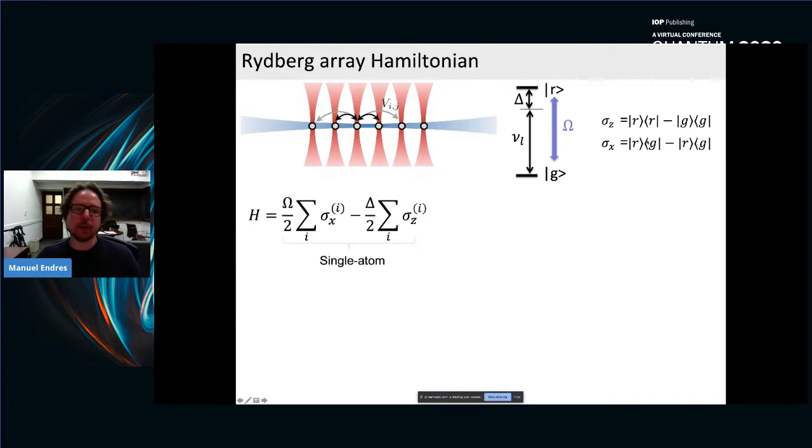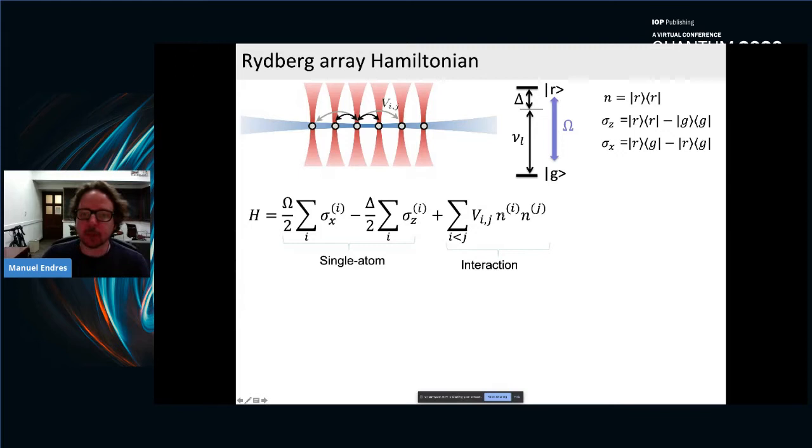corresponding sigma x operator. And then if you have a non-interacting array, you basically see a very simple Hamiltonian here in a rotating frame, where the Rabi frequency controls the sigma x and the detuning controls the sigma z term. Now, with interactions, you get an additional term here that's of Ising type.